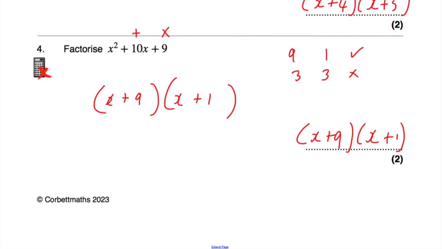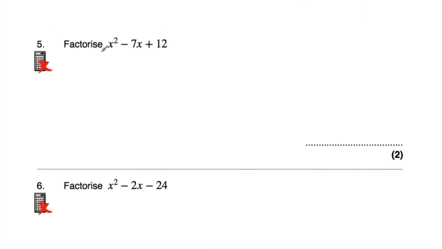Okay, let's have a look at our next question. Question number 5 says factorise x squared subtract 7x plus 12. So again, we've got a quadratic in the form of x squared plus bx plus c. So let's put our brackets down. And because it's x squared, let's put x's at the front of both brackets, and x times x is x squared. Fantastic. Now we want two numbers that will times together to be 12, but this time they're going to add together to be negative 7.